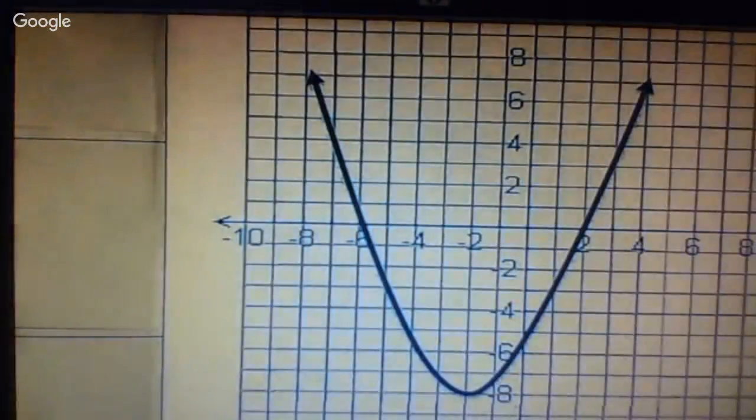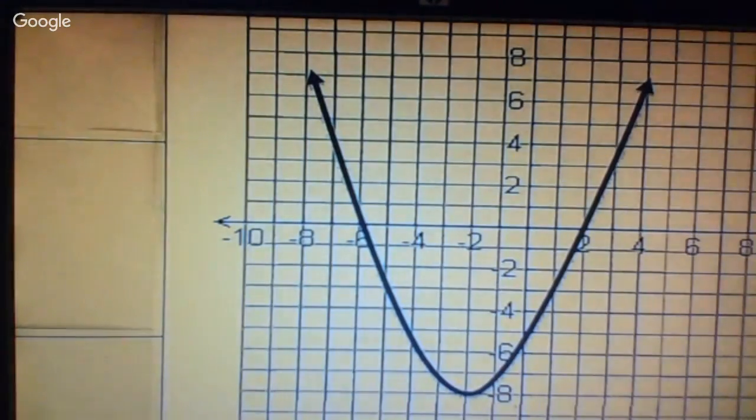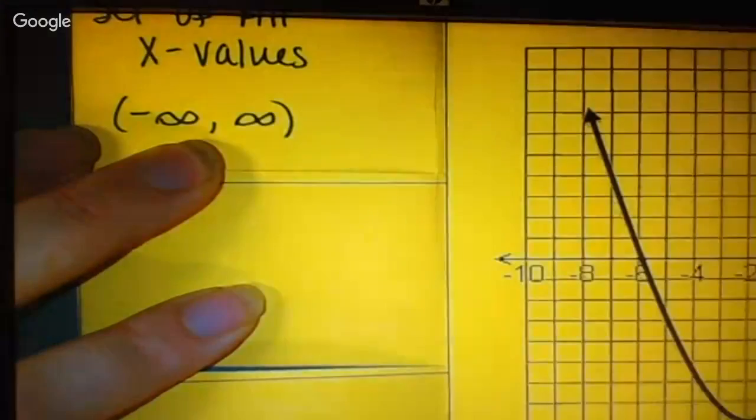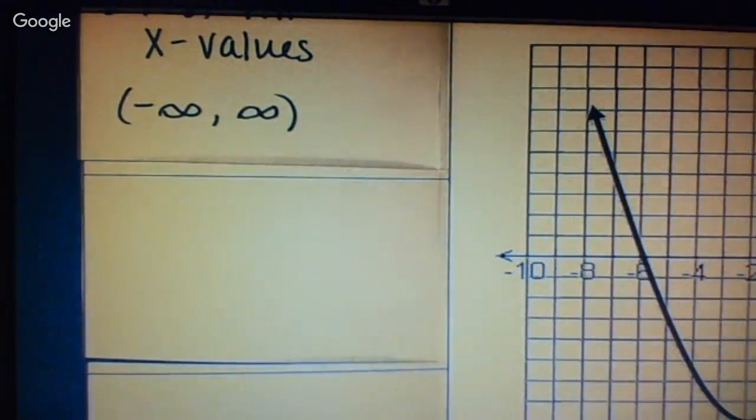Okay. What's happening on the right-hand side? It's increasing. Is it ever going to stop? No. So that's also infinity. But this time, it's positive because we're going in the positive direction. So, I will tell you this. Anytime they ask for the domain of a quadratic, it's always negative infinity to positive infinity, no matter what. Your domain for a quadratic will never, ever, ever change. It doesn't change. Your range is going to change.